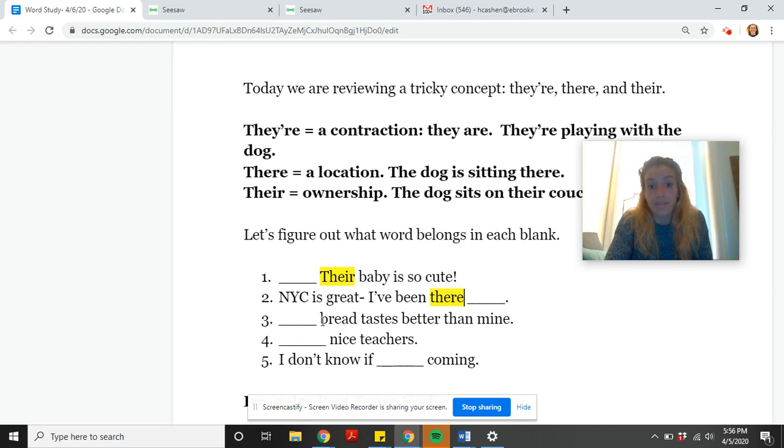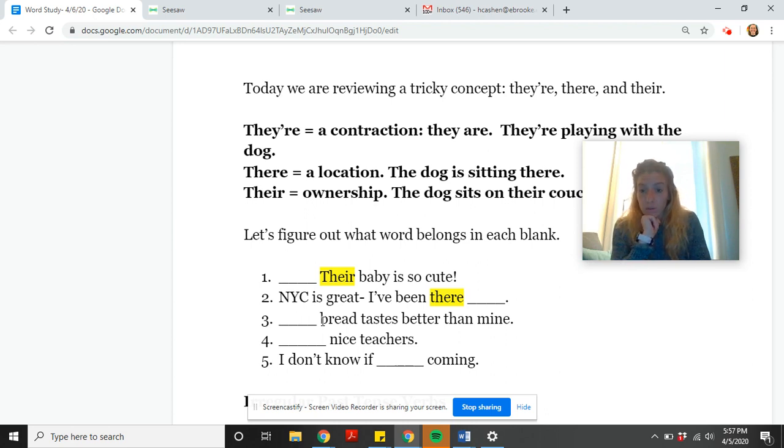Number three, their bread tastes better than mine. Let's check. They are there. They are bread tastes better than mine. No, that doesn't make any sense. It can't be they are bread. Could it be a location? Like there bread tastes better than mine? No, it couldn't tell me where something is.